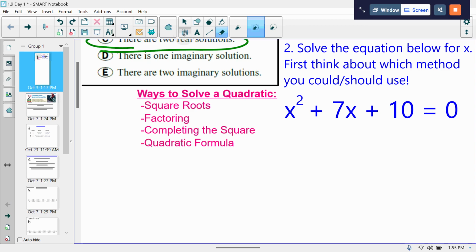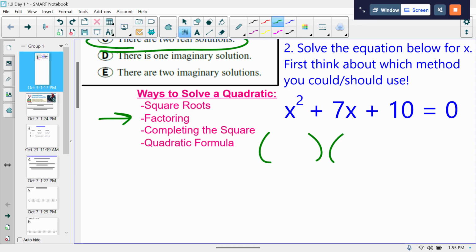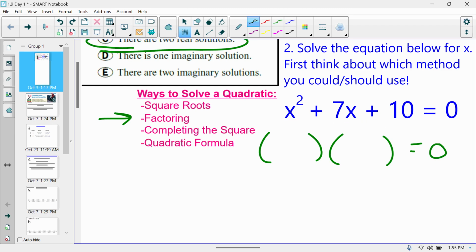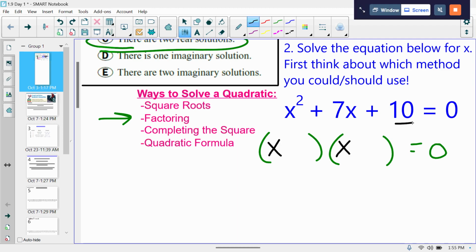Okay, so I would always check to see if you can factor it first, which means reverse FOIL, right? Like, what can I FOIL out that would give me this back again? That's easy when this is a 1. So you would just put like x times x would give you x squared. Jump ahead and think about last. 1 times 10 or 2 times 5.